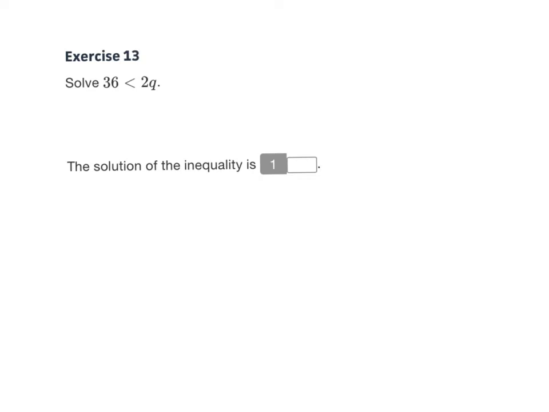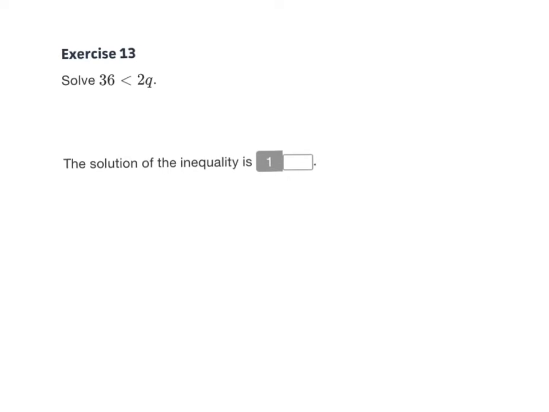Alright, number 13. I'm going to divide both sides by 2 to get q by itself. That's going to give me 18 is less than q. I'm going to flip this. So I have q is greater than 18. If I was to graph this and I had 18 here, open circle running to the right.